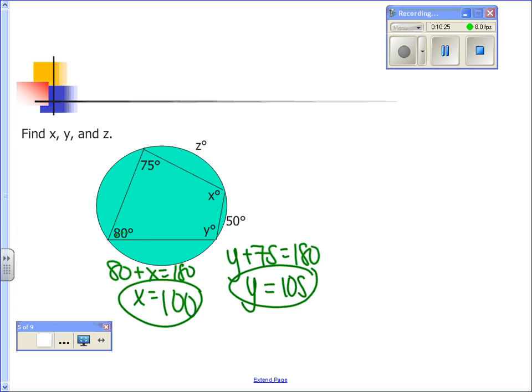Y'all see how that works? How can we find z? Yep, it's this arc right here. So any ideas how we can find the arc? That inscribed angle is 80. So what does this whole arc have to be?